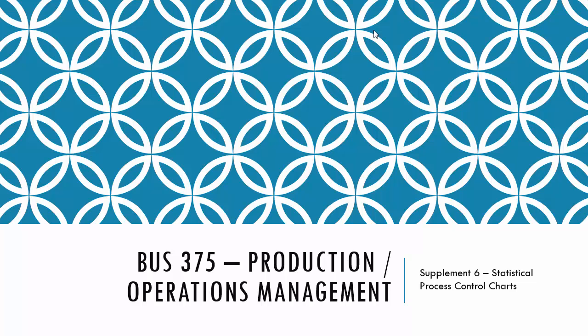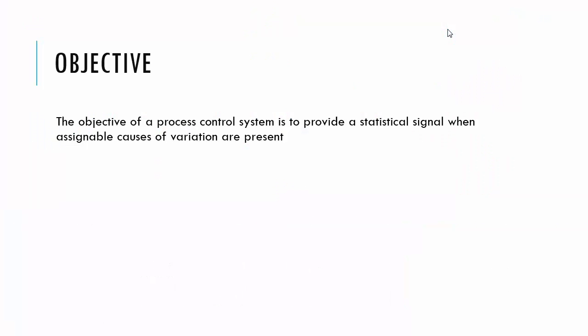We are now going to look at one of the tools described in the last topic, Chapter 6, in more detail. In particular, we're going to look at Statistical Process Control Charts, or SPC Charts. So the objective of any process control system, regardless of how robust or extensive it might be, is to provide a signal when assignable causes of variation are present.